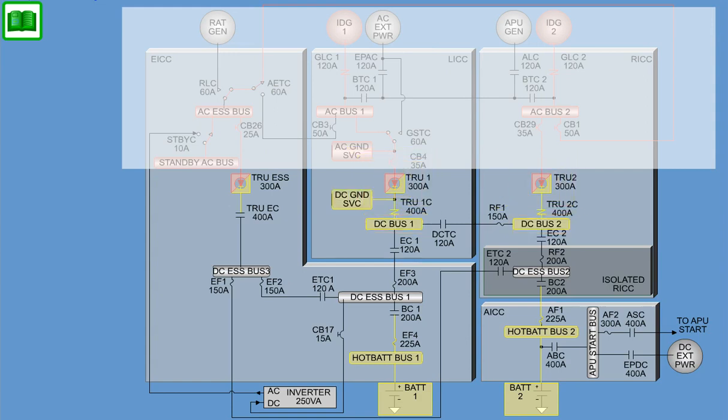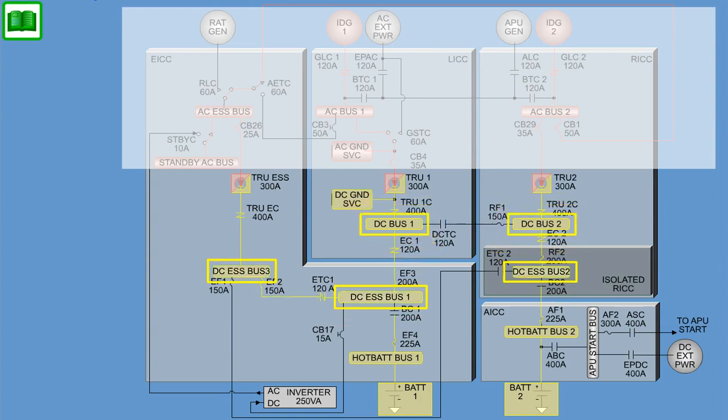The 3 essential DC buses, DC Essential Bus 1, DC Essential Bus 2, and DC Essential Bus 3, receive power from either of the main DC buses, the essential DC channel out of the essential TRU, or either of the 2 battery channels. Both main DC buses and the 3 essential DC buses supply power to batteries 1 and 2 via the battery buses. These buses also supply the AC inverter. The left main DC bus supplies power to the DC ground service bus, DC ground service.